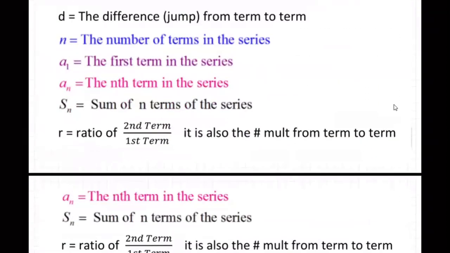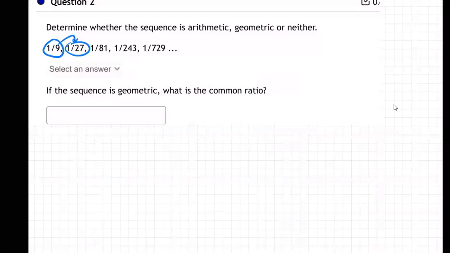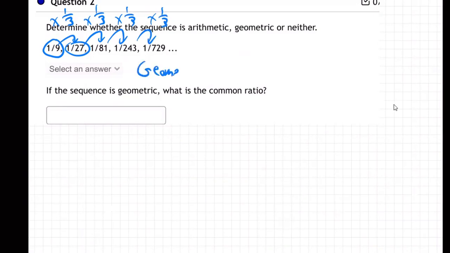So which one's this? Well, how does 1/9 become 1/27? You've got to multiply by 1/3, right? Because 3 on the bottom, which is 1/3, that'll do it. Does that work for the next one? Times 1/3 again. Check it on your calculator. 3 times 27 indeed is 81. Yeah, this is multiplying by 1/3 every time, isn't it? So this is geometric. And the common ratio is 1/3.